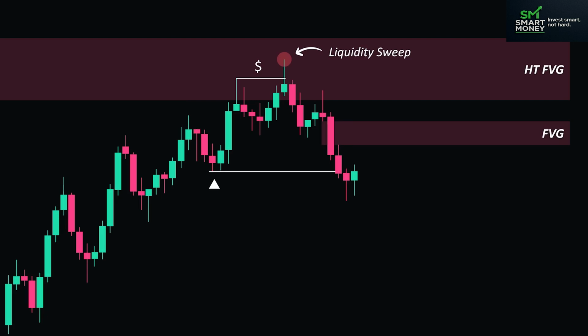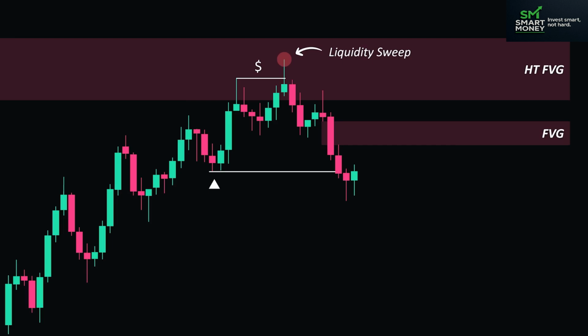However, this does not mean that the lower time frame fair value gap must be located exactly within the higher time frame gap. The key point is that the higher time frame gap defines the optimal reaction zone, while the lower time frame gap provides precise entry timing after confirmation.